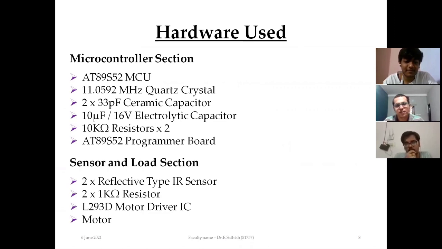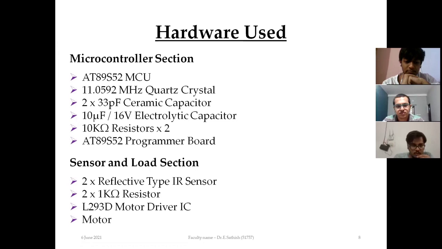So first of all, we have the microcontroller section. Here we have AT89S52 MCU and 11.0592 megahertz quartz crystal, two 33 picofarad ceramic capacitors, one 10 microfarad electrolytic capacitor, and two 10K ohm resistors, and finally one AT89S52 programmer board.